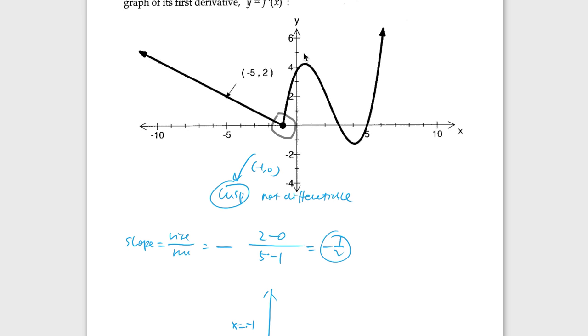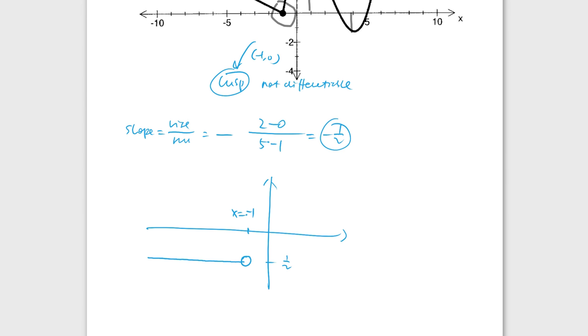And then for this quadratic, they didn't really tell you anything. There's no specific point, so you just follow the rules. When it's a maximum, the slope would be 0. When it's a minimum, the slope would be 0. So at 1 and 4, the slope should be 0. Okay, so let's quickly come to here. At 1 and 4, the slope should be 0.